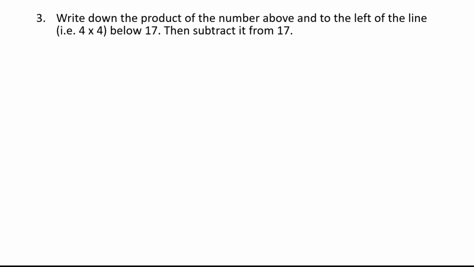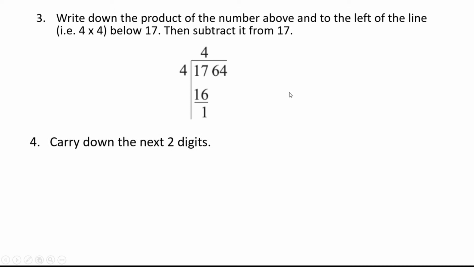Write down the product of the number above and to the left of the line, that is 4 into 4, below 17, that is 16. Then subtract it from 17, which is 1. Next, carry down the next two digits, that is 64, to this position.